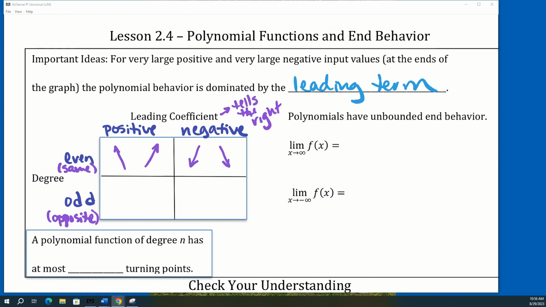Let's go to the second row. For a positive leading coefficient, I automatically know the right side is pointing up. But for odd degree, the left side needs to do the opposite thing. Then negative, I know the right side is down. For odd, the left side is up. Now, in between those arrows, there can be lots of different maximum and minimum values, zeros, all different things. But today, we're focusing on what happens at the ends.